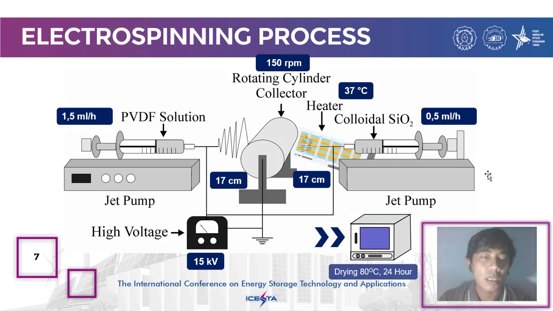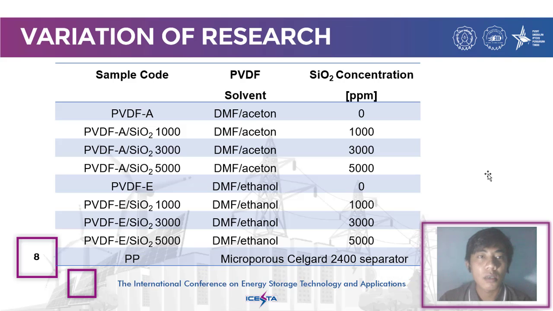Electrospinning process. The nanofiber membrane was synthesized with a double jet electrospinning method for 2 hours on a rotating cylinder collector with electrospinning parameters of a high voltage of 15 kV, tip-to-collector distance of 17 cm, and a collector rotation speed of 150 rpm. The resulting PVDF SiO2 nanofiber membrane was dried at 80 degrees Celsius for 24 hours. In this research, 8 samples of PVDF membrane were made. There are PVDF-A for DMF acetone solvent and PVDF-E for DMF ethanol solvent.